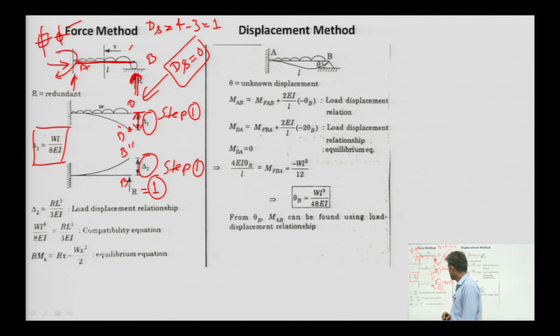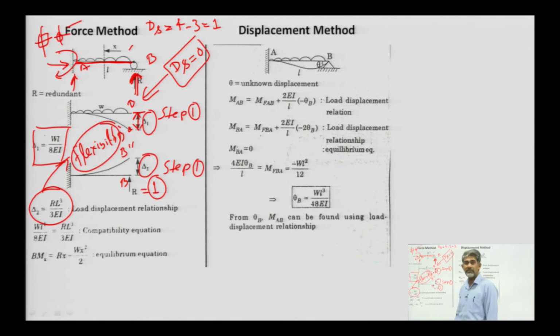Delta 2 is this value. Since the structure is determinate, we can calculate it. The calculation for deflection has a certain procedure, and by adopting that procedure we can calculate it. This deflection is called flexibility. Why flexibility? Because we are applying a unit load.